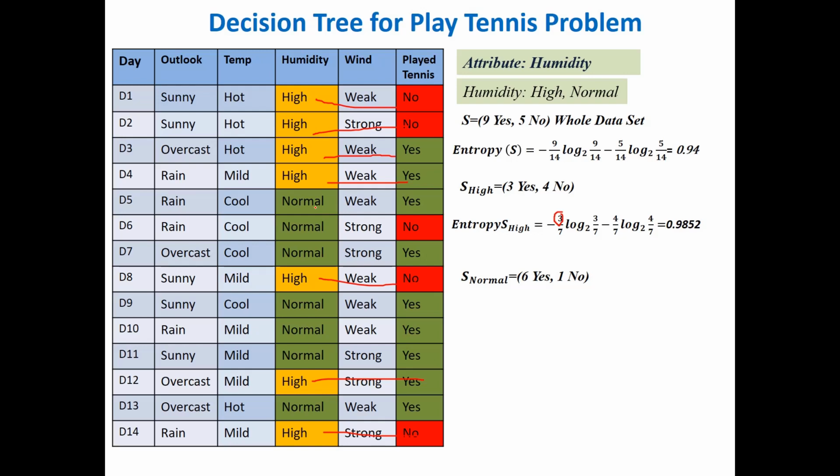Out of this 7 total, only 1 is no and 6 are yes. So these are the yes examples. You find it, these are shaded with green color, all yes examples, and 1 is no. So minus 6 by 7 log to the base 2 6 by 7 minus 1 by 7 log to the base 2 1 by 7. It is 0.5916. So we will find the information gain for the humidity attribute.